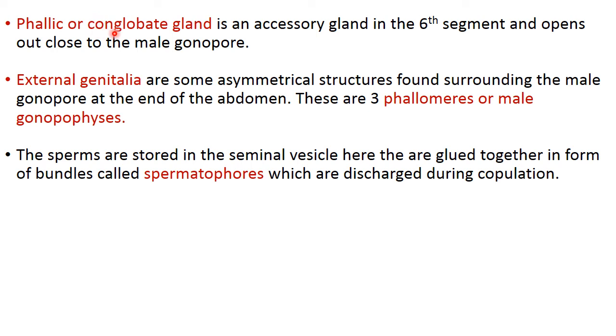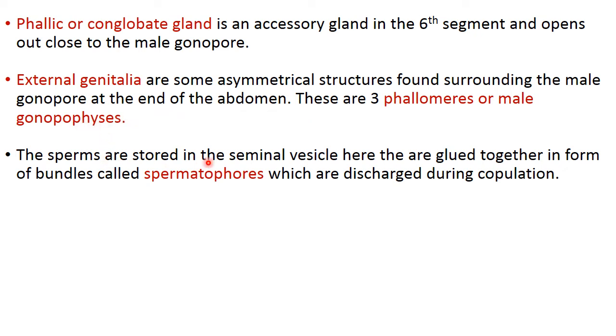Then the phallic or conglobate gland is an accessory gland in the 6th segment and opens out close to the male gonopore. Then the external genitalia are some asymmetrical chitinous structures found surrounding the male gonopore at the end of the abdomen, and these are 3 phallomeres, also called the male gonopophysis.